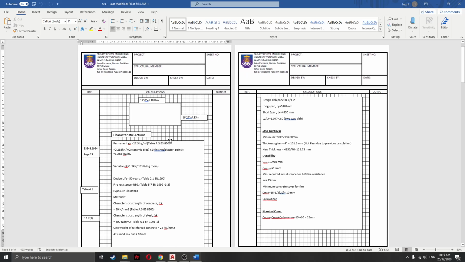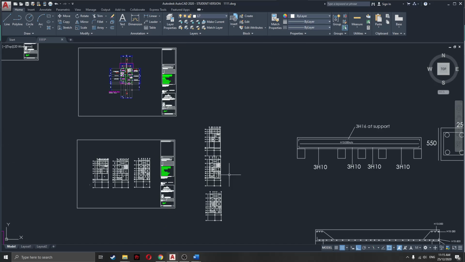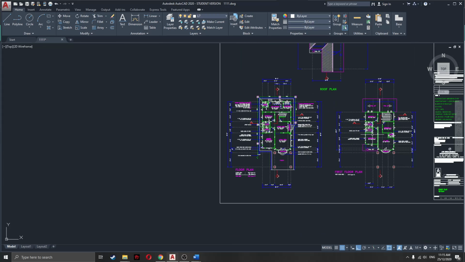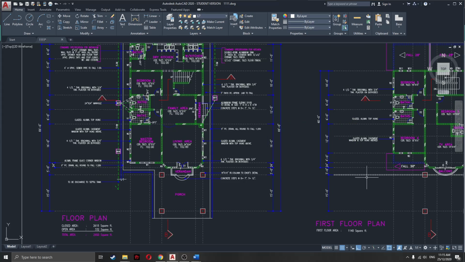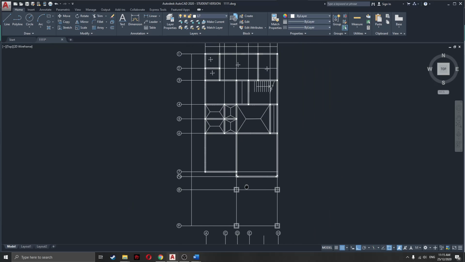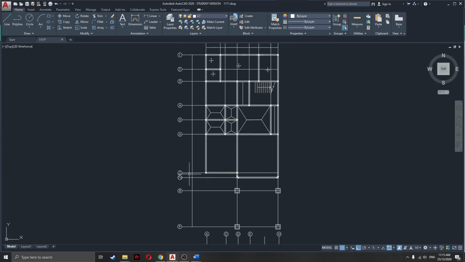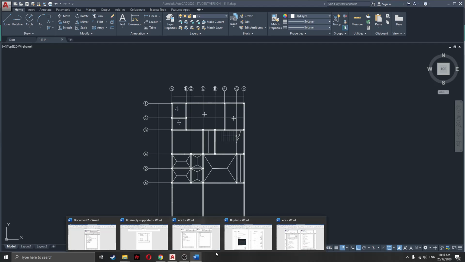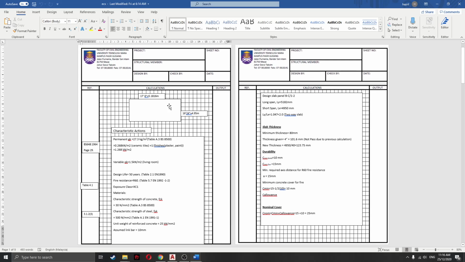So I use 6-7 EDH slab. So the FY is 17 foot, F6.